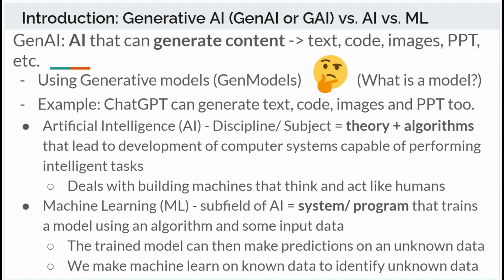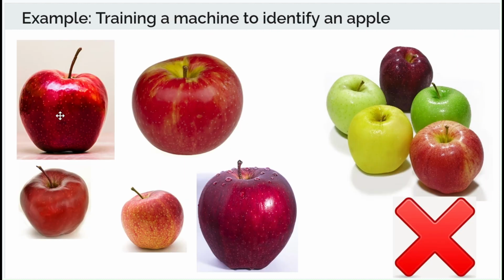Let's come to an example over here. So, for example, we want to train a machine to identify an apple. Remember, this is not Gen AI that we are talking about right now. This is a simple machine learning problem. Okay, we want to train a machine to identify an apple. So, what will we do over here? We will show it all these kinds of apples, and we will tell it in the training phase when we are making the machine learn, okay, learn that this is an apple. Okay, learn this is an apple, this is an apple, this is an apple, this is an apple.